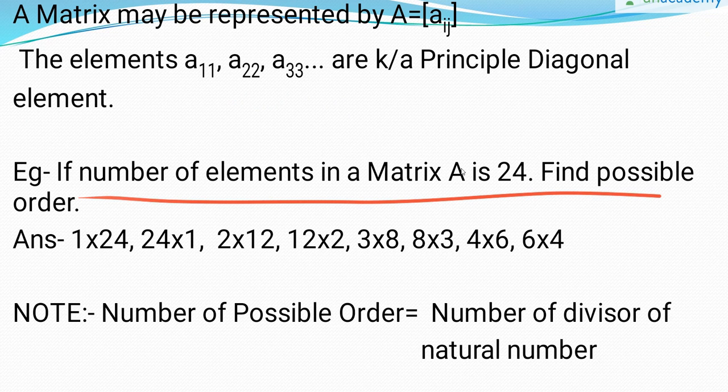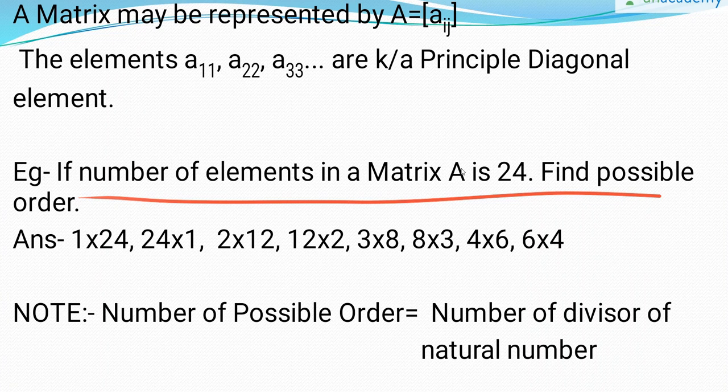Now here is an example. If the number of elements in a matrix A is 24, then what will be the possible order? We can find the number of elements in a matrix by the product of rows and columns. That is, if m rows and n columns, then m multiplied by n. This will be the order, and the result of m cross n will be the number of elements.